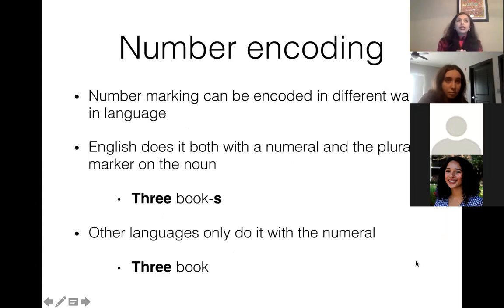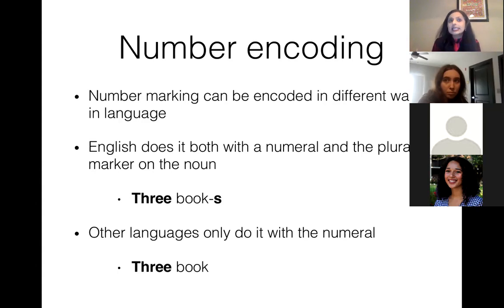One of the things that Valyrian actually does, again keeping in line with our conversation on number, we talked about number marking in Bantu languages, we talked about number marking in Iratian, but in Valyrian, the way number marking happens is slightly different. In English, you actually have number marked twice: first on the numeral, like 3 or 2 or 5, and then the plural suffix. So you have 3 books, 3 encodes plurality, and so does the S.